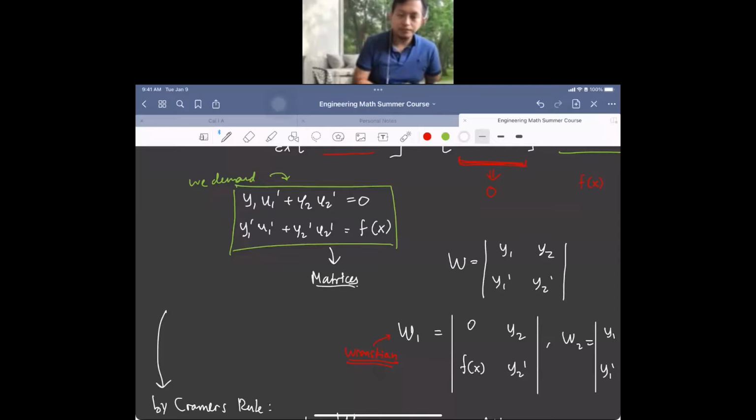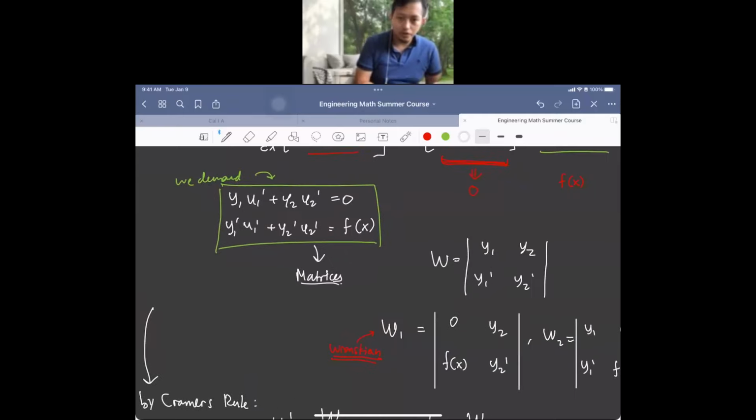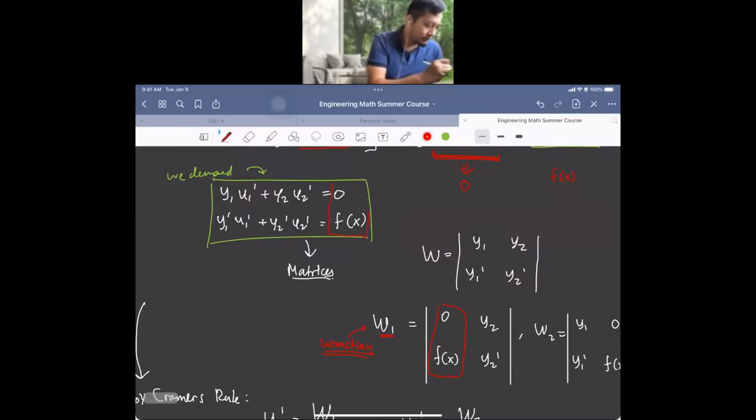Okay. The idea for this Wronskian is we find the Wronskian first, and then we solve with Cramer's rule. Basically, we change the first column for W1. We change the first column with the right side. The right side is this one. We change it with 0 and f of x. From this y1 prime, change to 0, f of x.